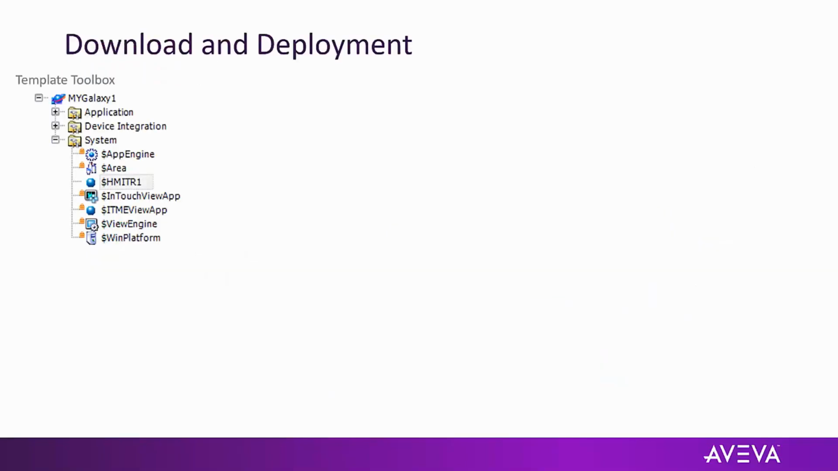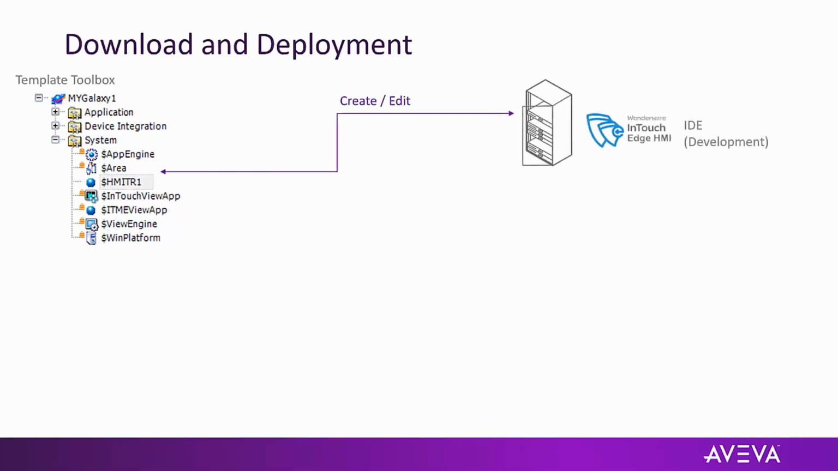The main steps to make the configuration work is, first, in System Platform, you install the ITMEViewApp object, which is illustrated here, and then create a derived template from this object. Then, using System Platform, you just open this object and launch the InTouch Edge HMI development environment automatically, where you can either create new projects or open existing projects and edit those projects according to your needs.